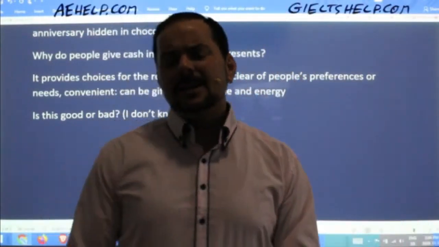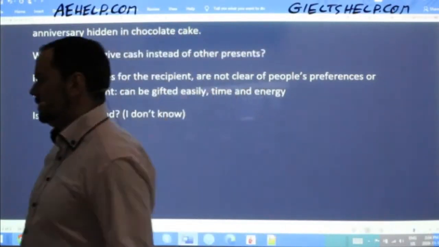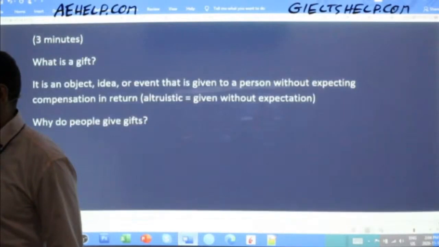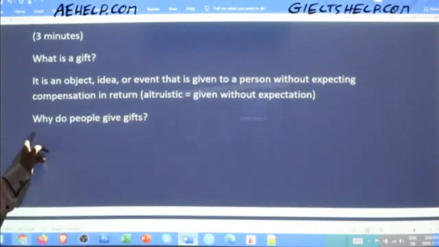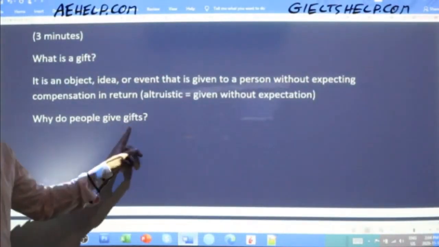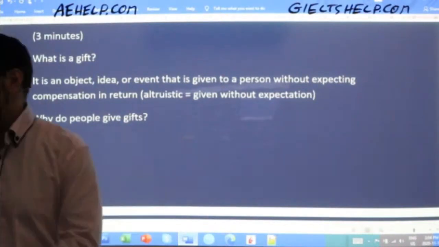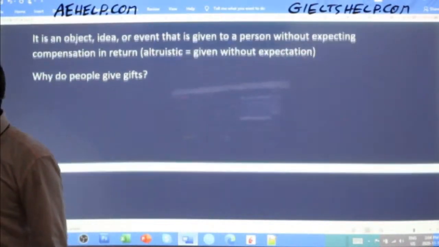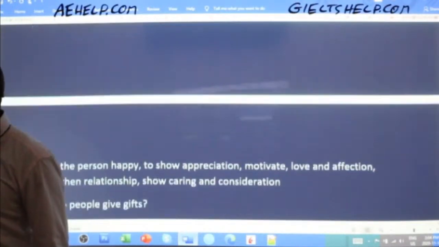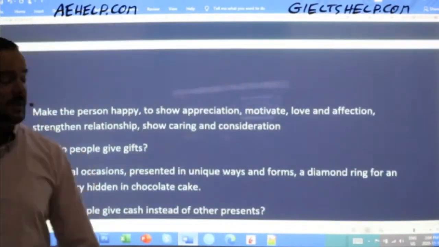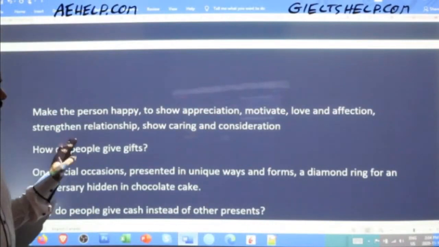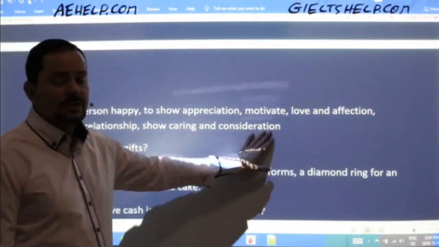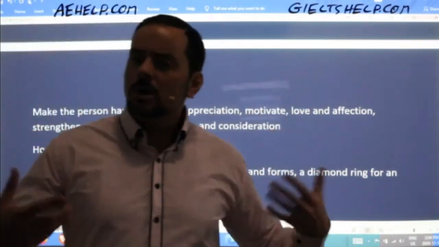But again, keep in mind that we don't want to forget this question and answer: why do people give gifts? We don't give gifts because we want life to be convenient and simple. We give gifts because we want to primarily strengthen our relationships and show that we care and we think about that other person. Would you all agree with me on that?